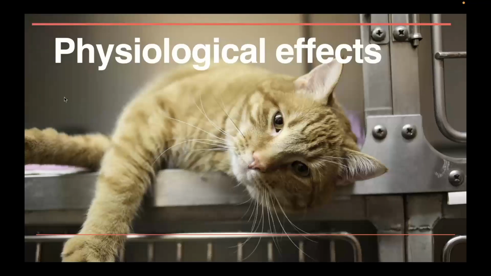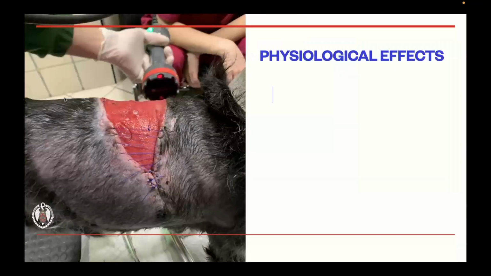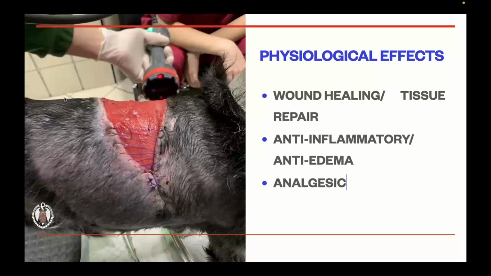The physiological effects that translate into clinical effects can be divided into three main categories. Laser therapy can improve the rate and the quality of tissue repair, such as in wound healing, but also in other tissues like muscles and bone. It has an anti-inflammatory effect and anti-edema effect, and it's also analgesic.